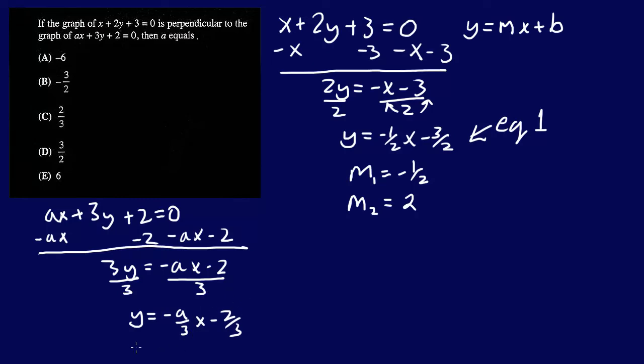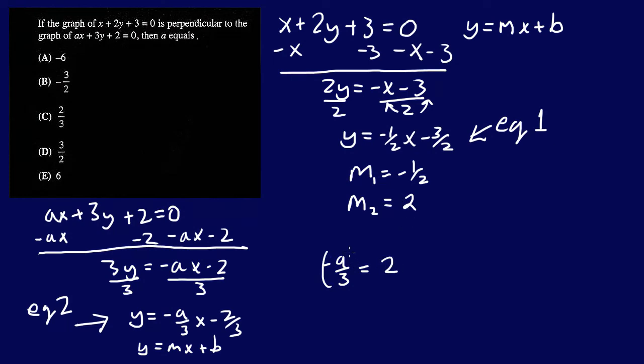So now that it's in y equals mx plus b form, you can see that the slope is negative a over 3. So this is equation 2 written in y equals mx plus b form, and we know the slope for the second equation is negative a over 3. So negative a over 3 is equal to 2, which we solved for earlier.